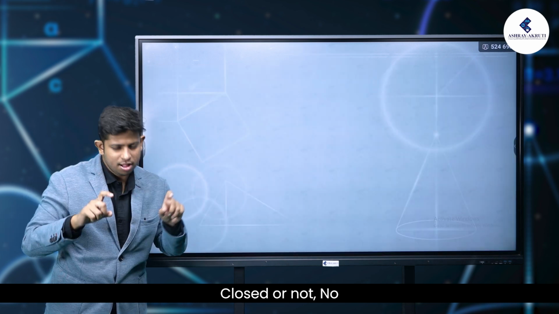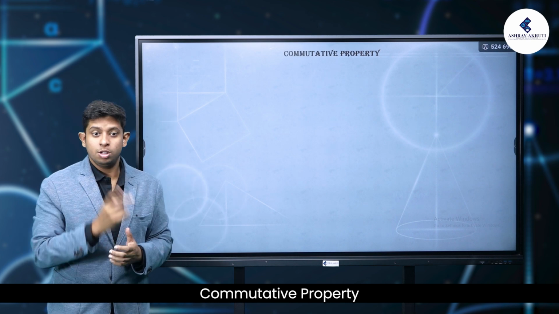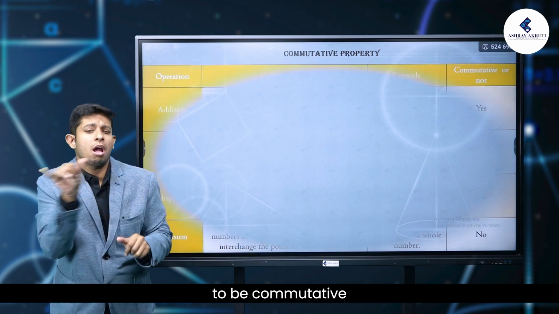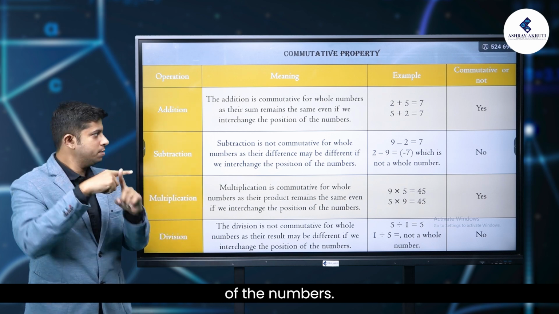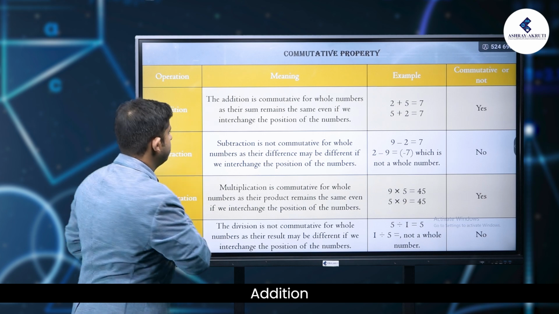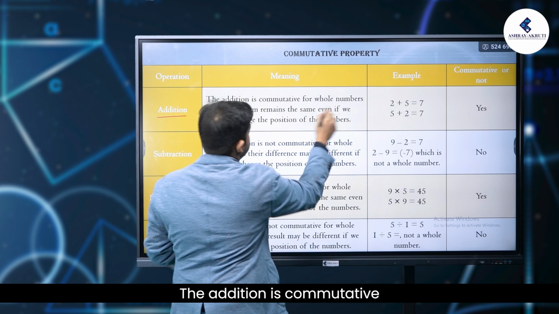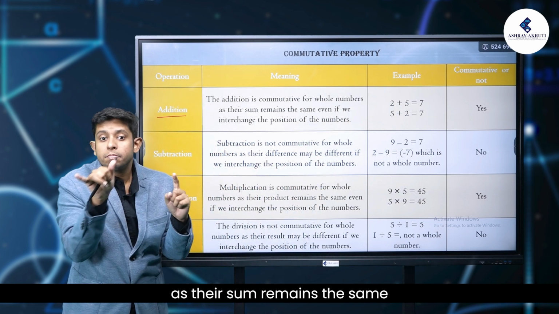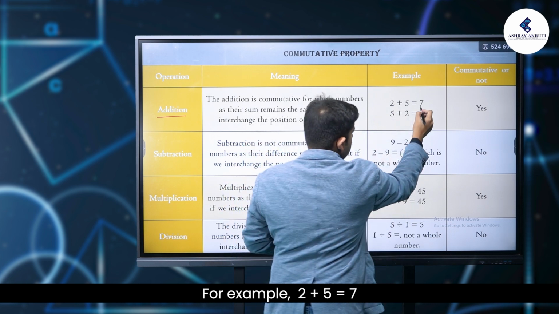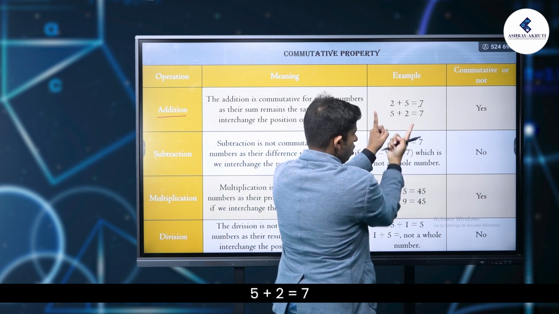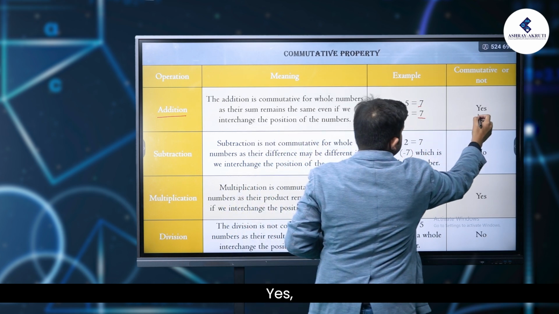Commutative property. Two whole numbers are said to be commutative if their result remains the same even if we swap the positions of the numbers. Addition. The addition is commutative for whole numbers as their sum remains the same even if we interchange the position of the numbers. For example, 2 plus 5 is equal to 7, 5 plus 2 is equal to 7. Commutative or not? Yes.